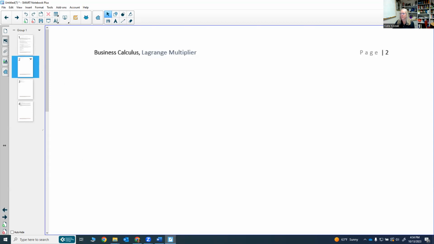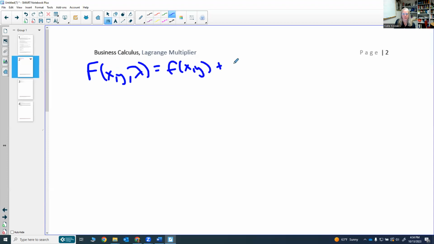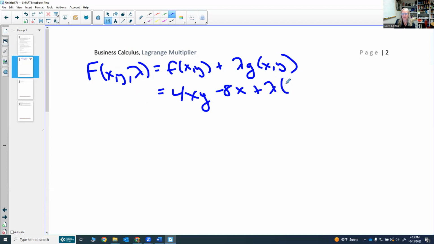Now, let's set up capital F of x, y, lambda. Capital F of x, y, lambda will equal little f of x, y plus lambda times g of x, y. Well, that will equal 4xy minus 8x plus lambda times x plus y minus 80.